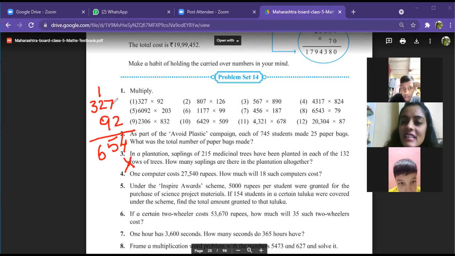Then 9 7s are 63. 3 here and 6 will be carry forward. So 9 2s are 18. 18 plus 6. Fast. So 9 2s are 18 plus 6. Come on, fast.